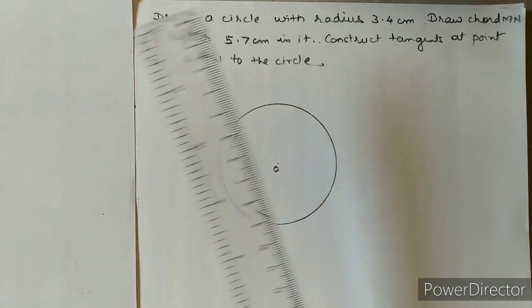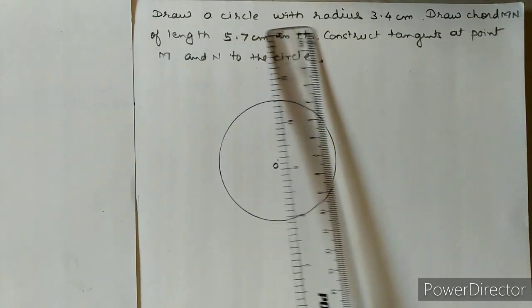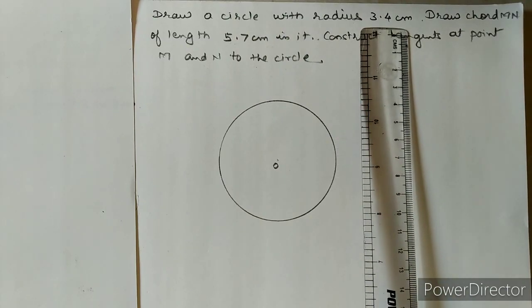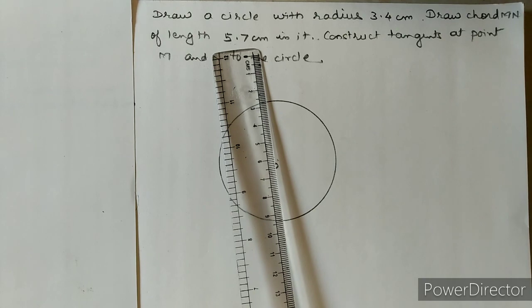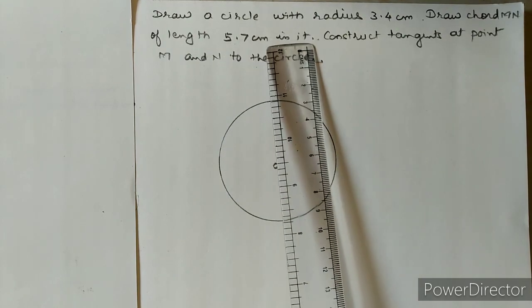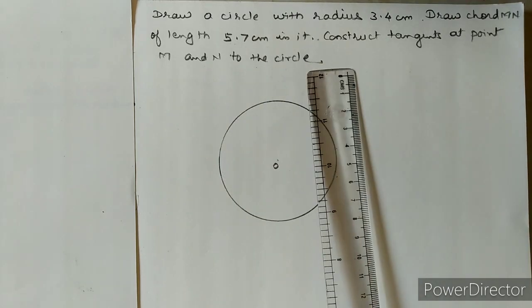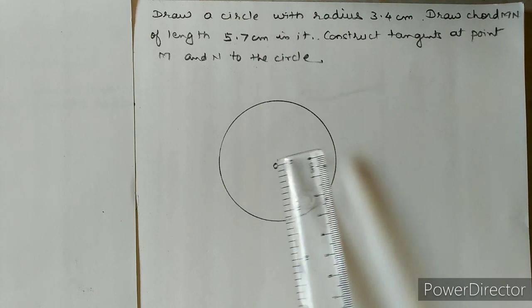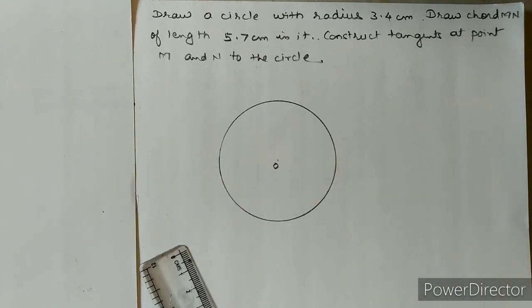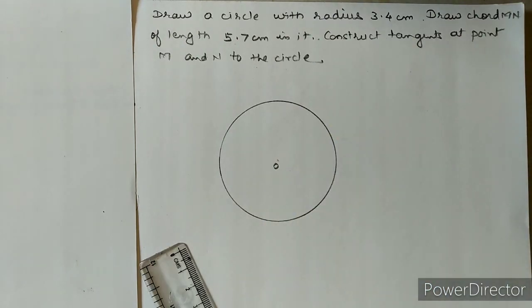This is fifth example from practice set 4.2. Draw a circle with radius 3.4 centimeter. Draw chord MN of length 5.7 centimeter. In it, construct tangent at point M and N to the circle. Here we have to draw a circle of radius 3.4 centimeter. I have taken distance of 3.4 centimeter between the tips of compass and drawn a circle of radius 3.4 centimeter.